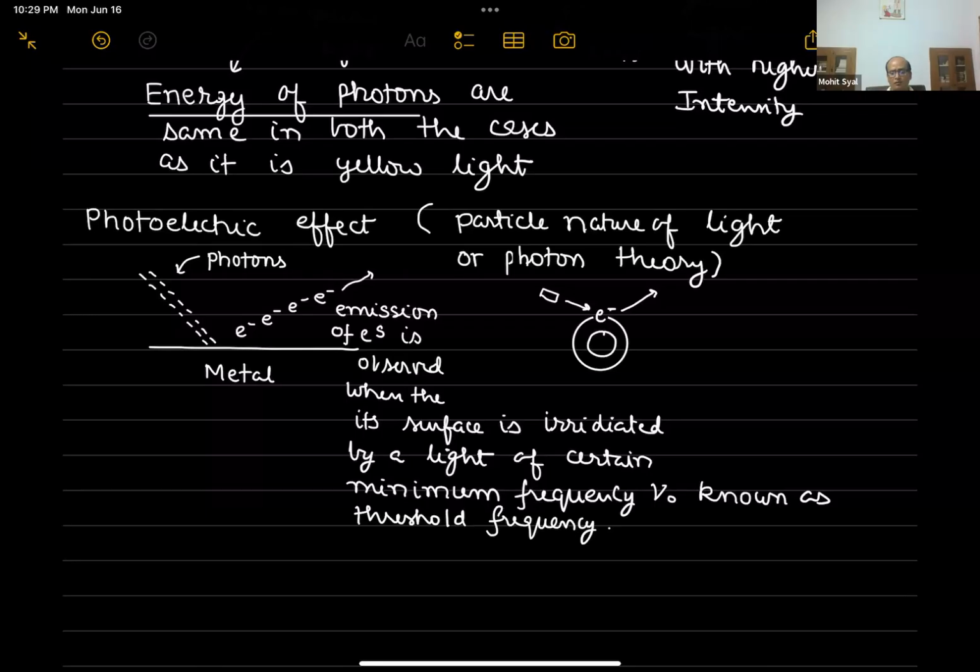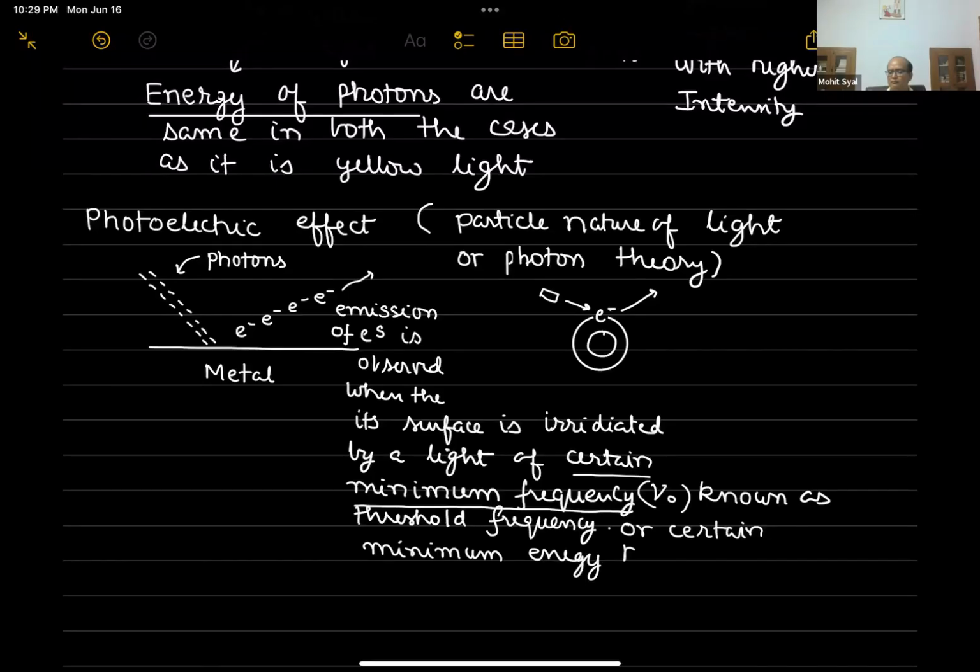So it is the emission of electrons observed when the surface of a metal is irradiated by light of certain minimum frequency, known as threshold frequency, or light of certain minimum energy, known as work function.